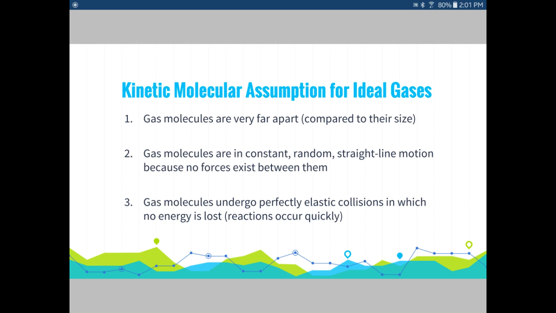Okay, so we would say that in an ideal gas, gas molecules are very, very far apart in comparison to their size. We would say that gas molecules are in constant random motion, and that motion is in a straight line. Okay, and that is due to the fact that there are no forces existing between our gas molecules. And the third point with the kinetic molecular assumption is that gas molecules undergo perfectly elastic collisions where no energy is lost.